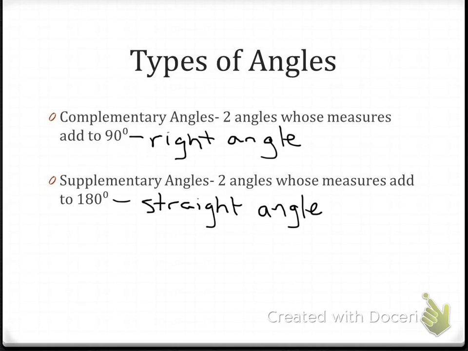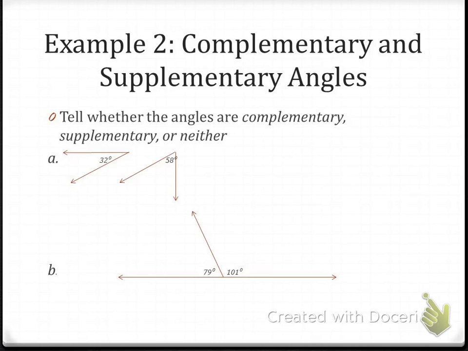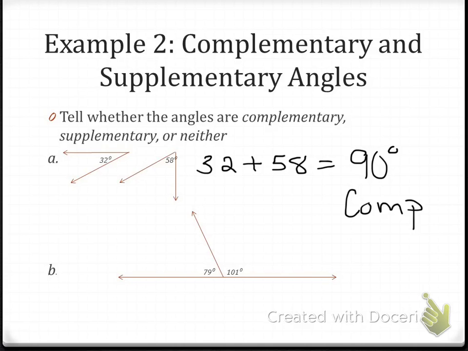Okay, so let's use this information in example 2. All right, in example 2, I'm given two pairs of angles, and they're asking me to tell whether the angles are complementary, supplementary, or neither. And here's how I figure it out. I have an angle measure of 32 and an angle measure of 58. In order to tell whether they're complementary, supplementary, or neither, I need to add them together and see what the total is. And what's 32 plus 58? 90. It's going to be 90 degrees. Since it measures exactly 90 degrees, they are complementary. And you can abbreviate COMP.